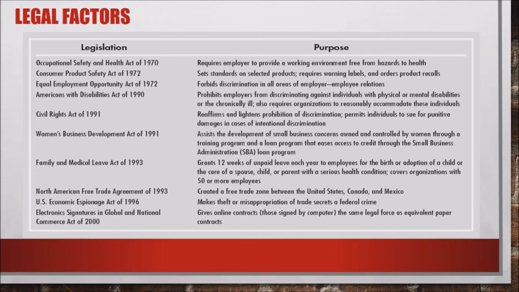Family and Medical Leave Act of 1993: grants 12 weeks of unpaid leave each year to employees for the birth or adoption of a child or the care of a spouse, child, or parent with a serious health condition, covers organizations with 50 or more employees. North American Free Trade Agreement of 1993: created a free trade zone between the United States, Canada, and Mexico. U.S. Economic Espionage Act of 1996: makes theft or misappropriation of trade secrets a federal crime. Electronic Signatures in Global and National Commerce Act of 2000: gives online contracts, those signed by computer, the same legal force as equivalent paper contracts.